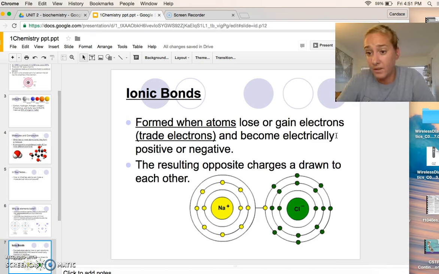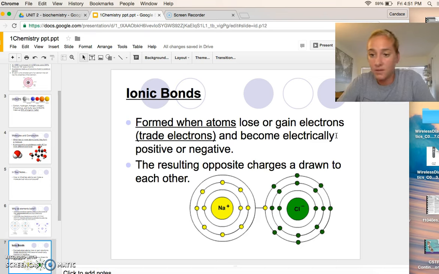So there's 2 ways that it can do that. There's 2 ways that atoms can bond together in order to get 8 valence electrons, or in the case of hydrogen, 2. So the first type is ionic bonding. This is when atoms either gain or lose electrons. So this is a trade or an exchange of electrons. And in doing that, they become electrically positive or negative.